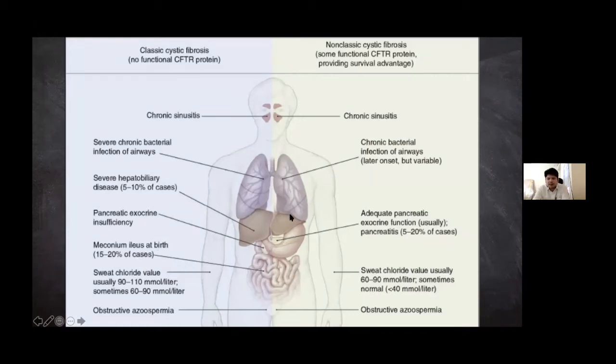So what we say is that below the diaphragm, hepatobiliary, pancreatic, or ileal involvement is common with your classical, not common with your atypical presentation or non-CFTR presentation. Sweat chloride value here will be very high, 90 to 110, and sometimes 60 to 90. Normal is less than 40. In classic it is always high, but here it may be normal also, or sometimes in the range of 60 to 90. Both have obstructive azoospermia. So the common things are obstructive azoospermia and chronic sinusitis. Otherwise, there is a definite difference in all the things we discussed.